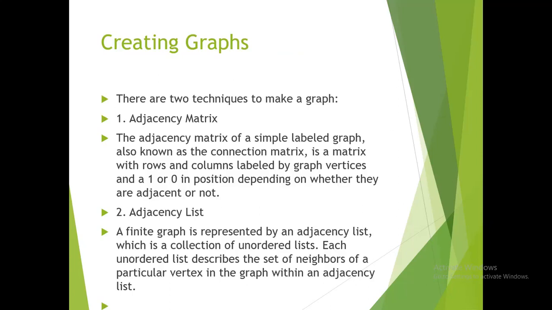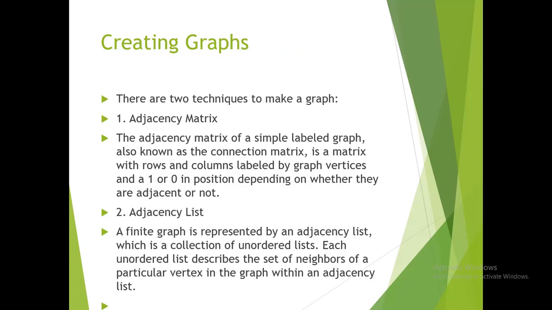Creating graph. There are two techniques to make a graph: adjacency matrix and adjacency list. First of all, adjacency matrix. The adjacency matrix of a simple labeled graph, also known as a connection matrix, is a matrix with rows and columns labeled by graph vertices and a 1 or 0 in each position depending on whether they are adjacent or not.